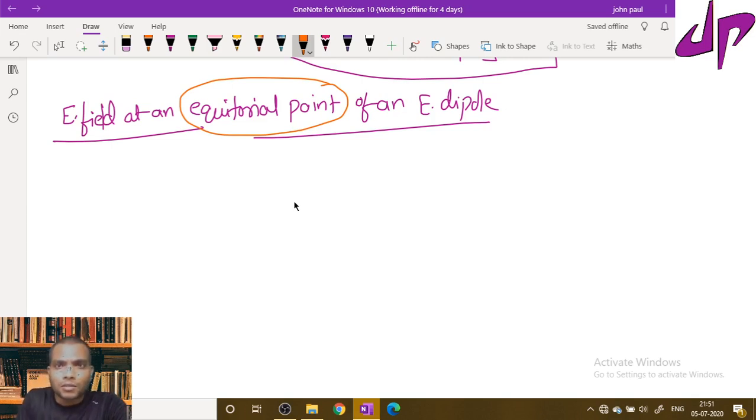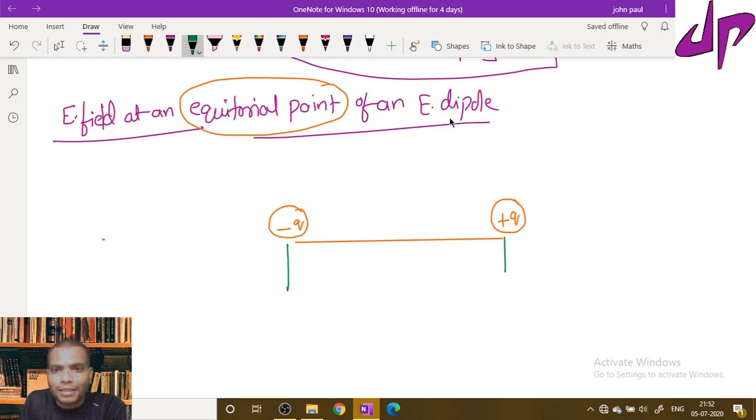For that, let me take a dipole. What is a dipole? A dipole is a setup of two charges. One charge is a negative charge, another charge is a positive charge. These two charges are separated by a distance, known as the dipole length. The dipole length we are mentioning as 2a. 2a is the dipole length.